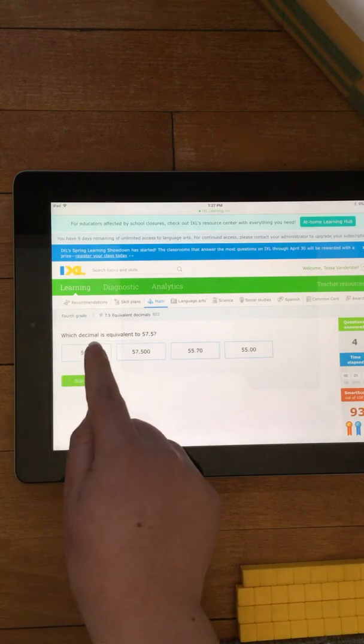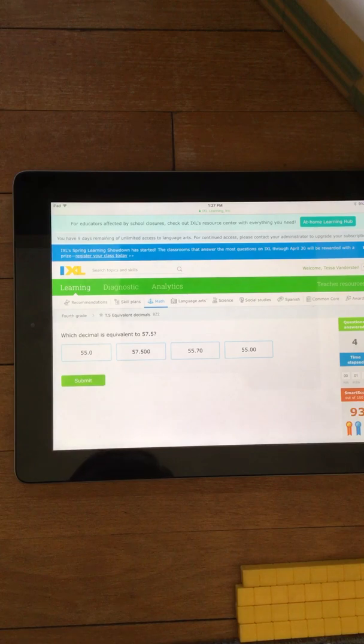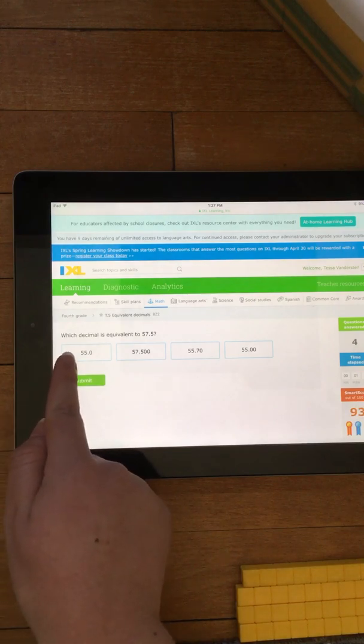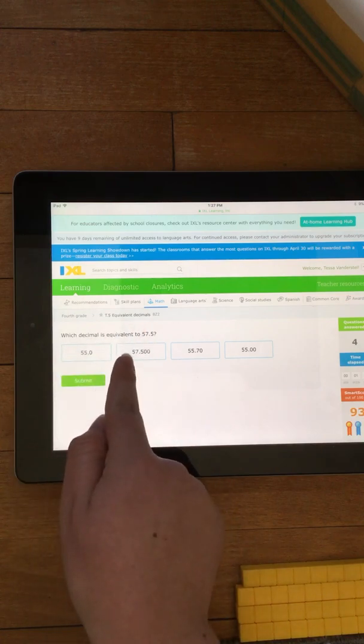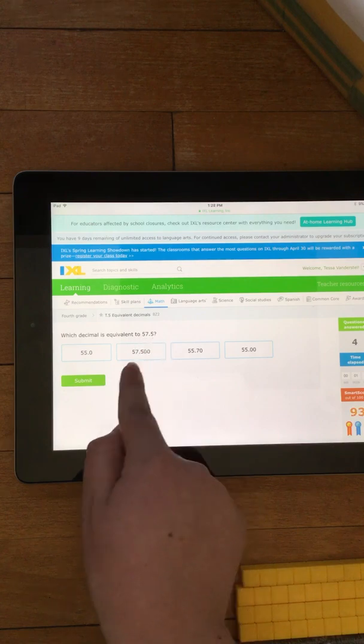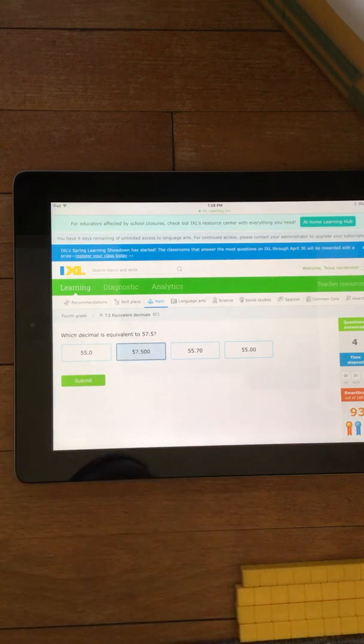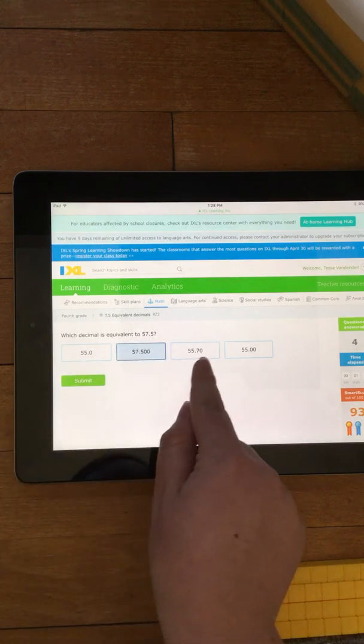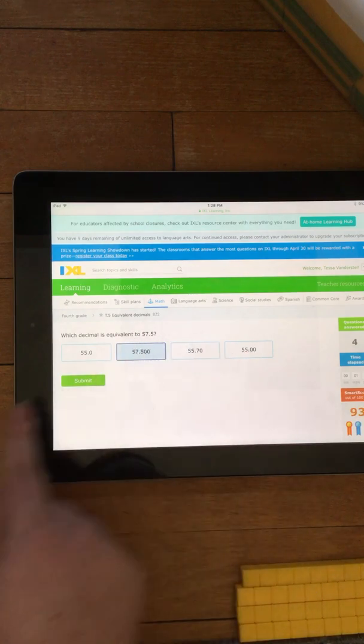This one asks which decimal is equivalent to 57.5. So which one is equal? It's not going to be 55 because that doesn't have the same whole number. This one does have the same whole number. Both have 57, and that one has 5/10 and that one has 5/10. So that one's definitely the same. That one is not, they don't have the same whole number. That one is not, they don't have the same whole number.